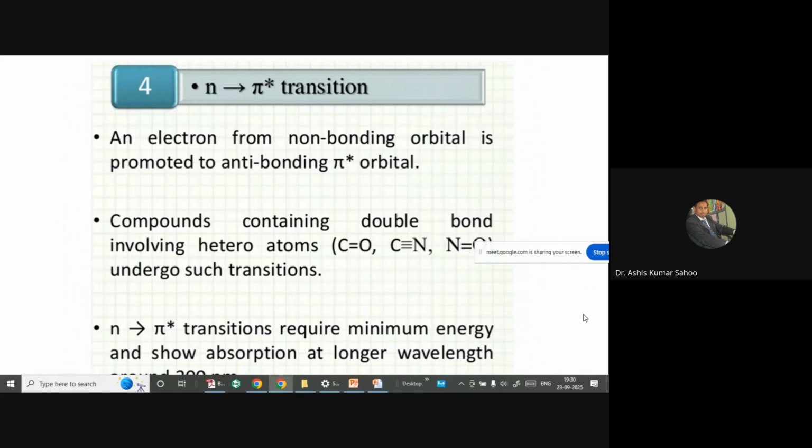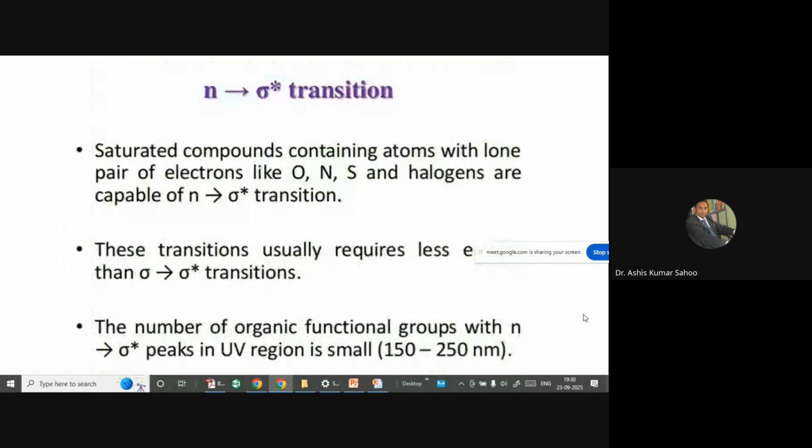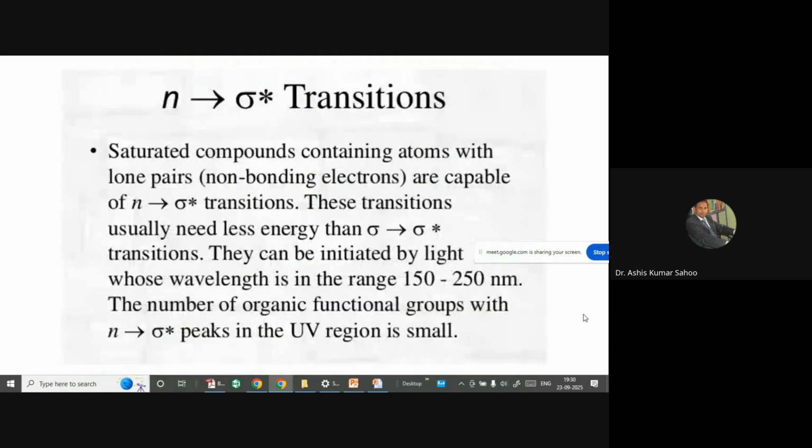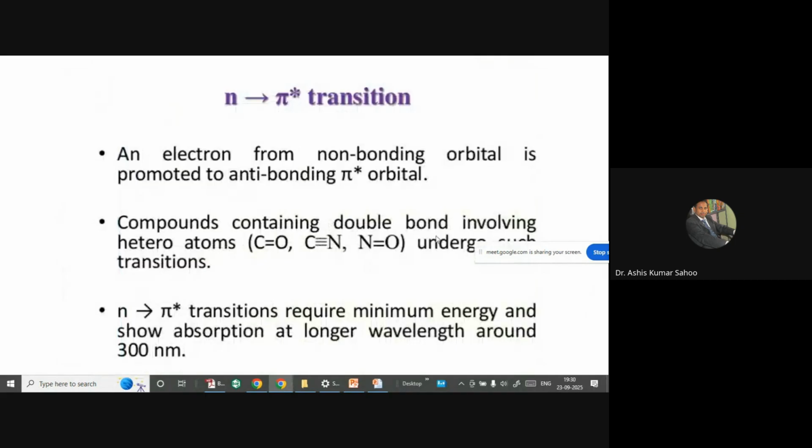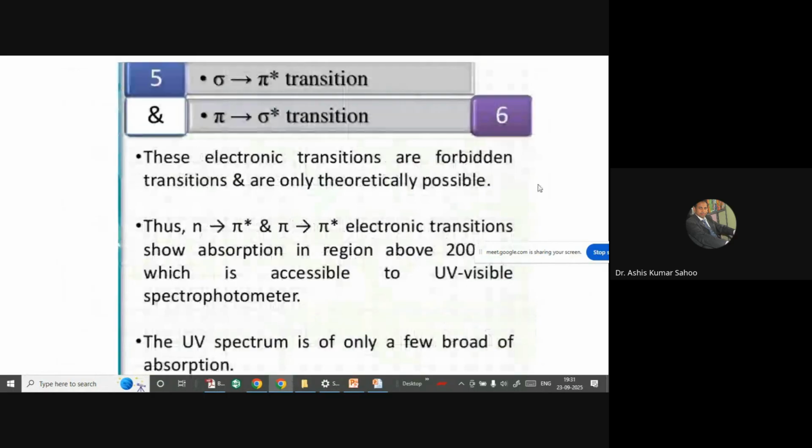So we have already seen sigma to sigma star, then pi to pi star, n to pi star, and n to sigma star. These are the different transitions that occur in UV-visible spectroscopy. The n to pi star transition has minimum energy and high wavelength, around 300 nanometers for carbonyl compounds. So what about transitions 5 and 6? Sigma to pi star and pi to sigma star are forbidden and not allowed; theoretically possible, but actually the electron transfer is forbidden.